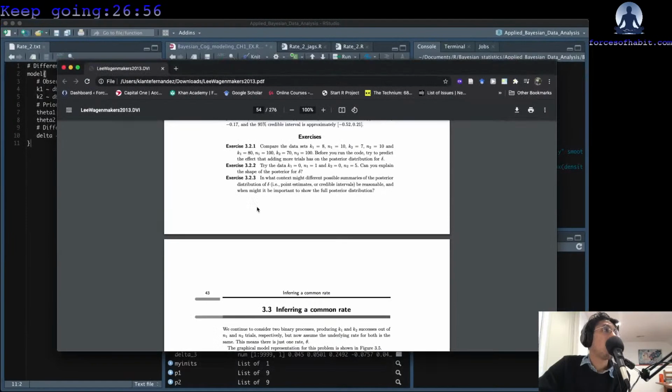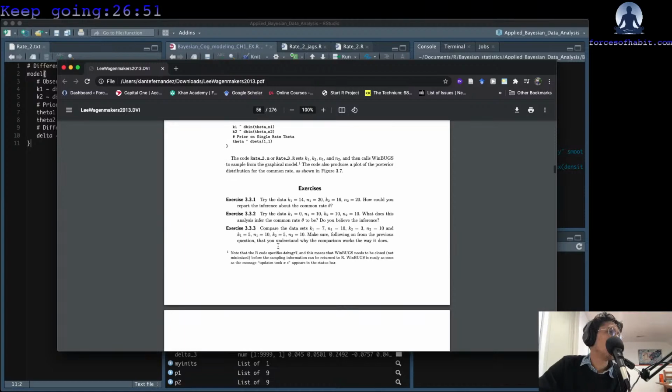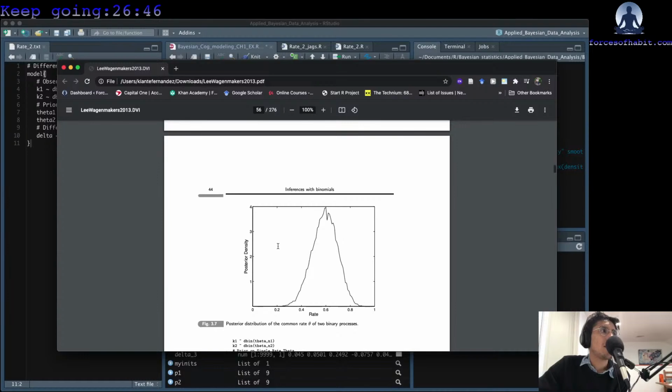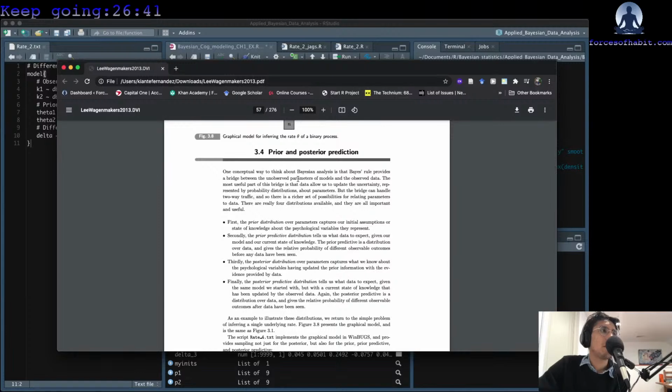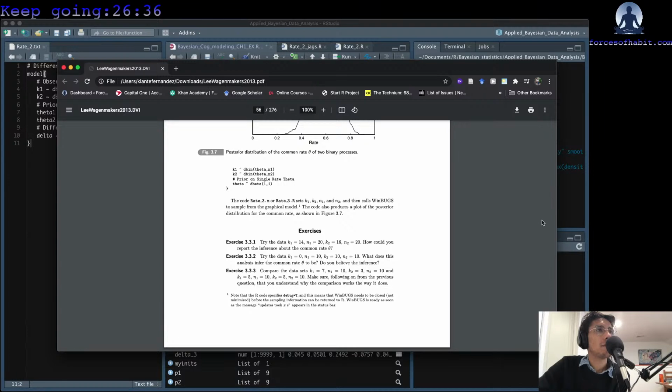The next question is going to be inferring a common rate, and then we're going to get predictions. So we'll do the common rate just because posterior predictions is a whole other topic, really. So we'll cover this and then we'll wind down for the day.